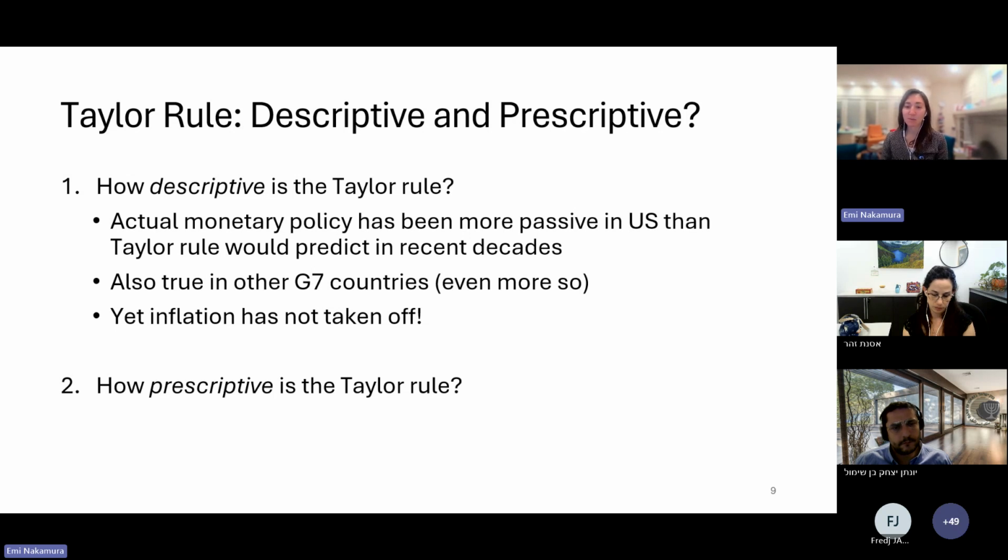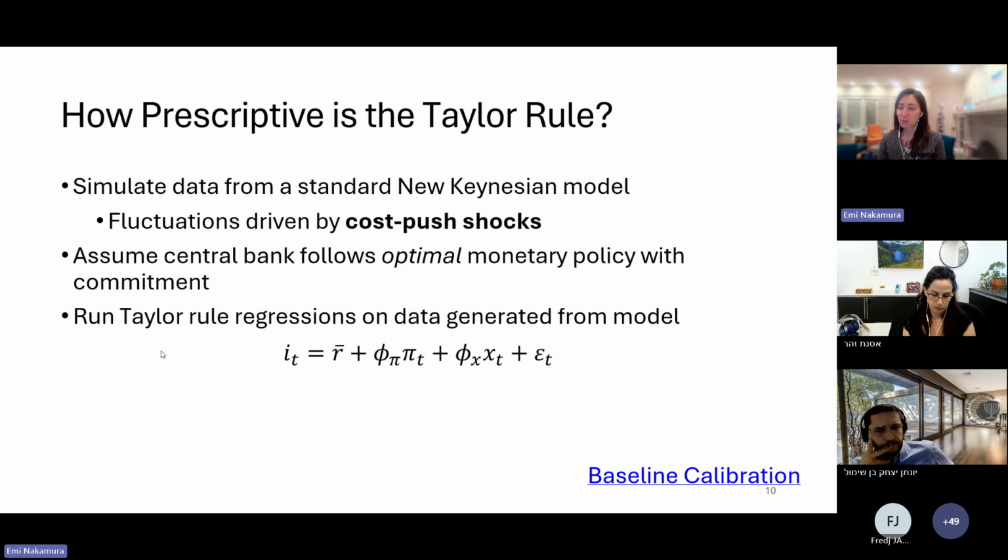Is it always optimal to have interest rates move more than 1-for-1 with inflation in a standard theoretical model? To do this, we're going to simulate data from a standard New Keynesian model. This is the kind of model that a lot of central banks around the world use to think about policy. It's the model in which a lot of academics and central banks have thought about the Taylor rule.